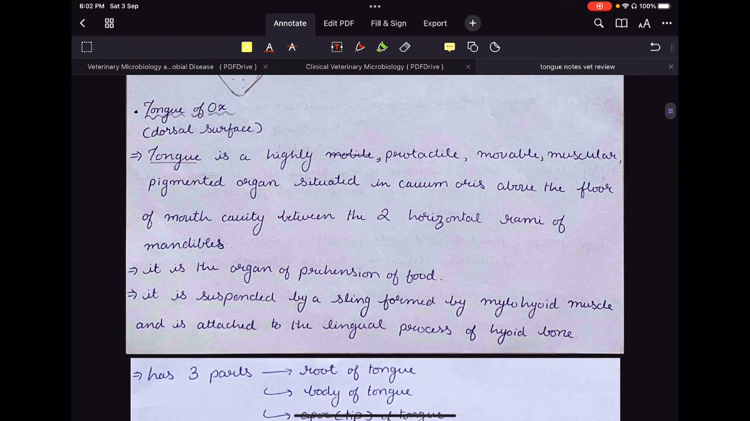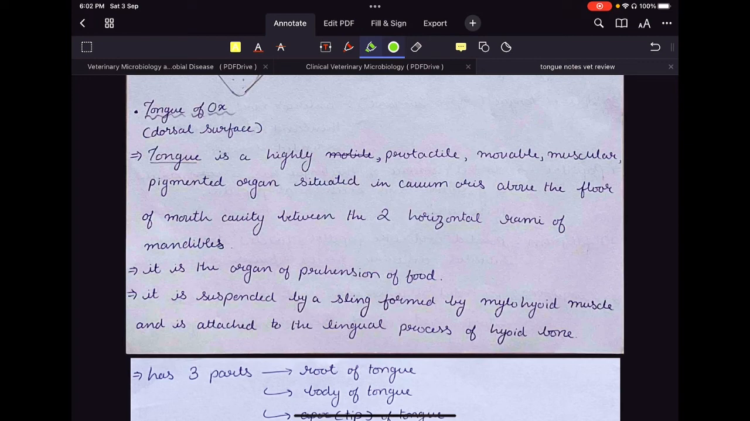Tongue is a highly protractile, movable, muscular pigmented organ situated in the cavum oris above the floor of the mouth cavity between two horizontal rami of the mandible. It is the organ of prehension of food and is suspended by a sling formed by the mylohyoid muscle and is attached to the lingual process of the hyoid bone.